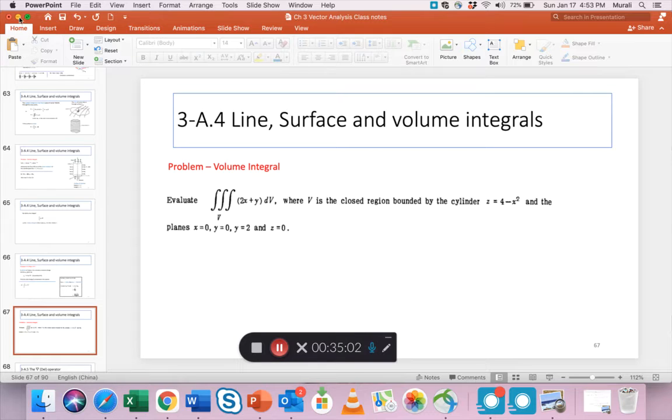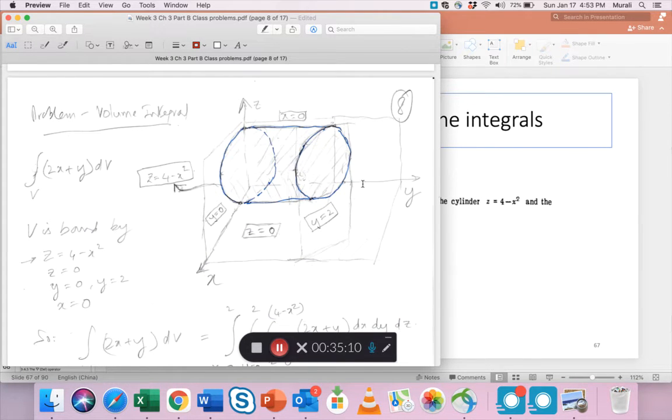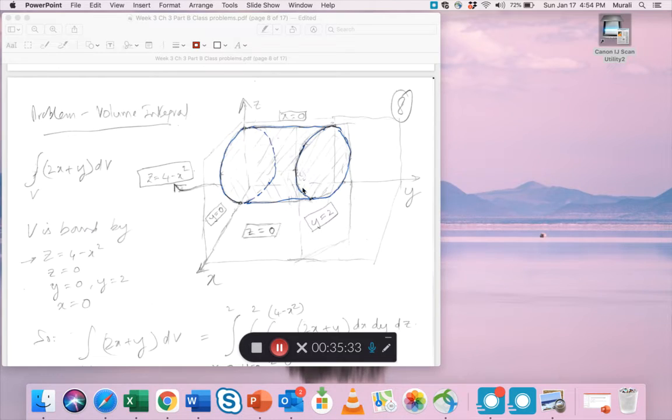So this is an interesting and challenging problem. Let's see how we solve this. So let's go here, the volume integral. This shaded portion is the surface. So we have to apply this formula with V, the closed region, which is what I show here. So this is V, this whole thing is a cylinder lying on its side, and it's not an endless cylinder. It is defined very well how big it is going to be.